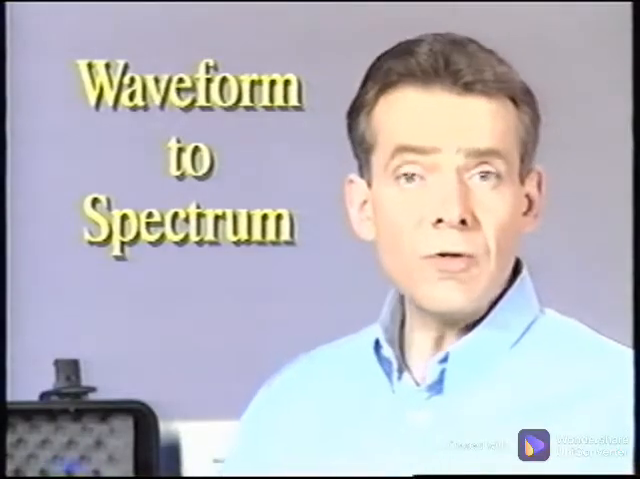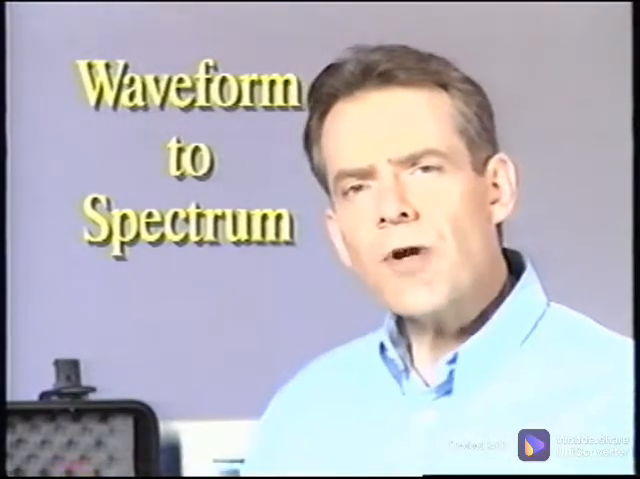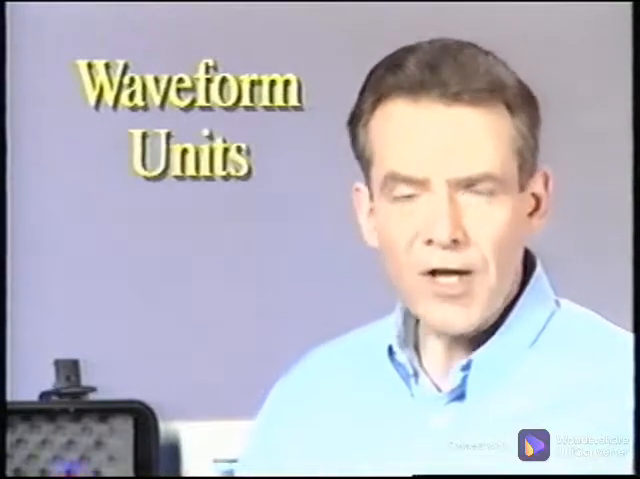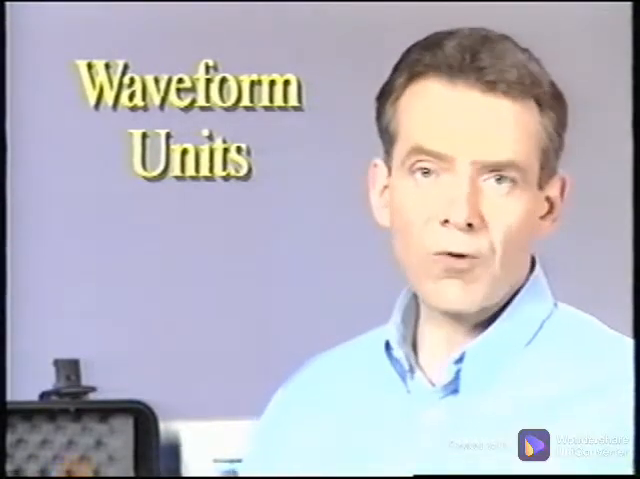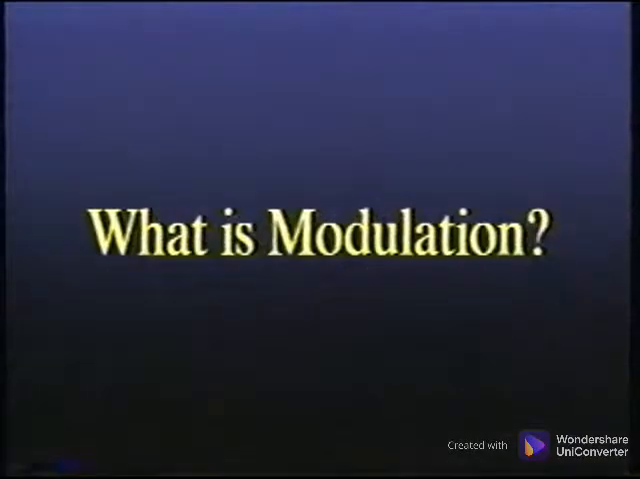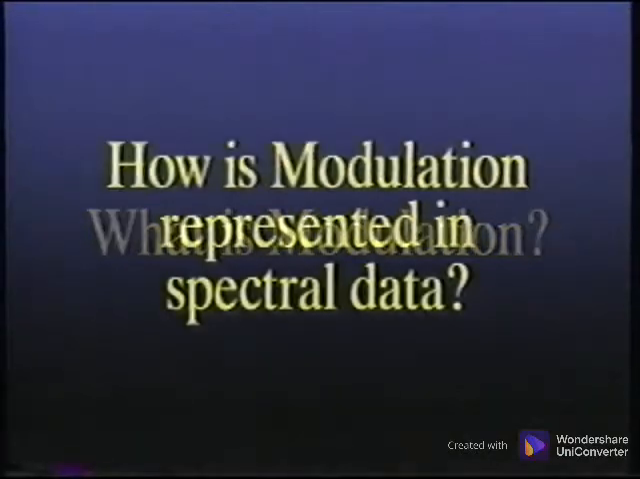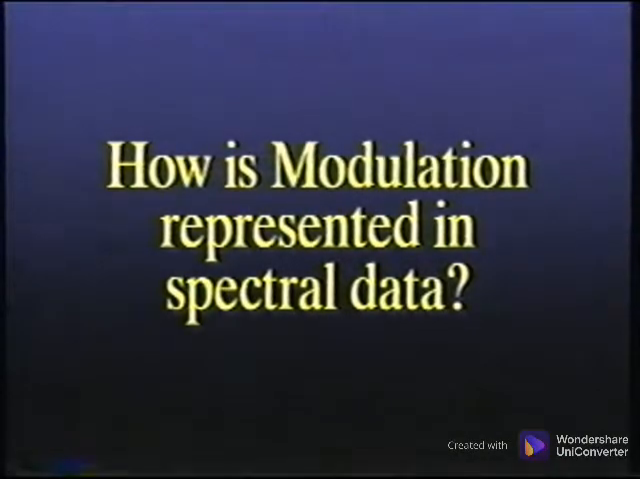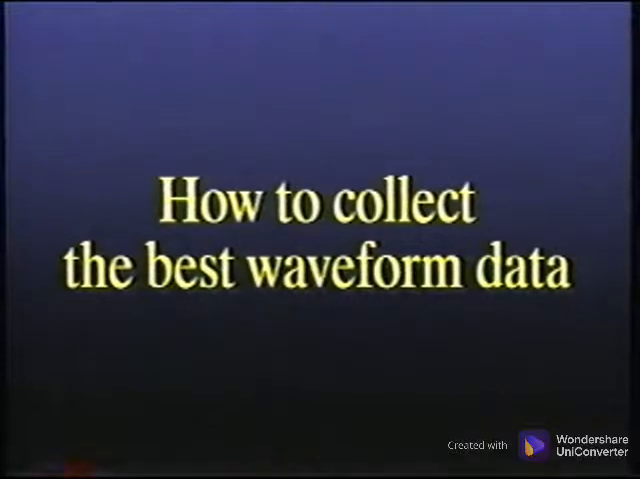This program reviews how a waveform is created and transformed into a spectrum, as well as the differences in the various waveform units. We will show how occurrences in a machine are reflected in the waveform and spectral data. Other topics include how to use waveform characteristics to distinguish certain faults. What is modulation and what does it tell you? How is modulation represented in spectral data? And how to collect the waveform that gives you the most information for a thorough analysis.